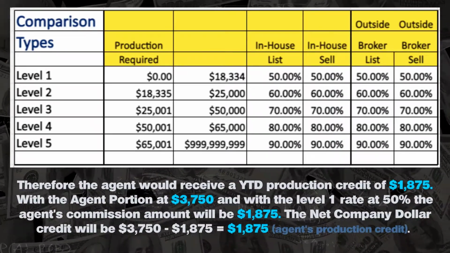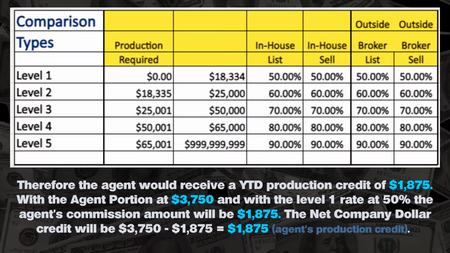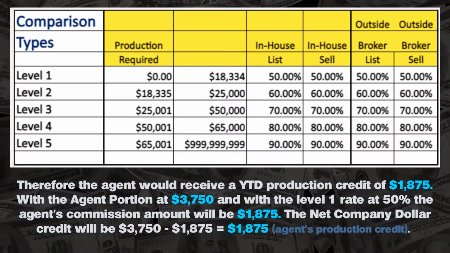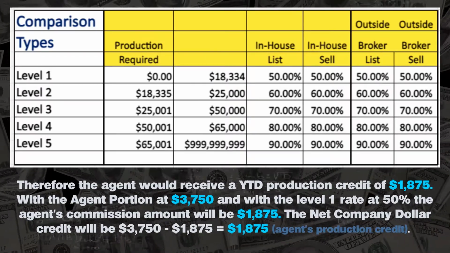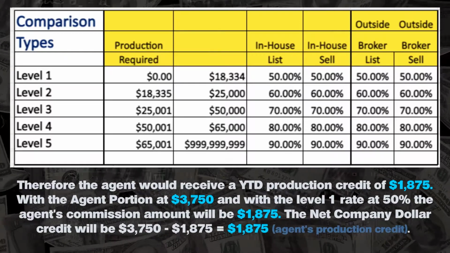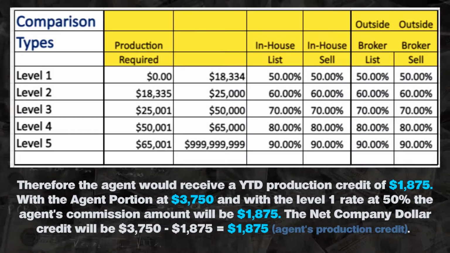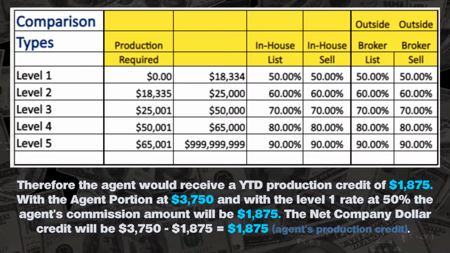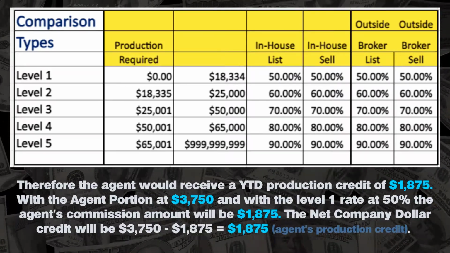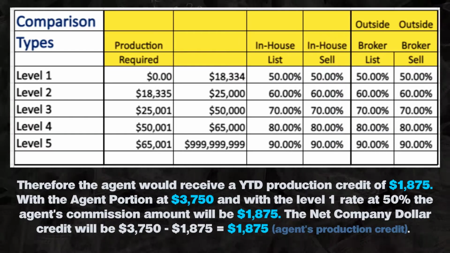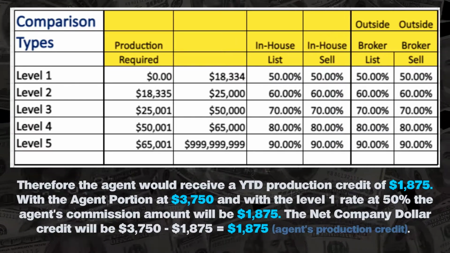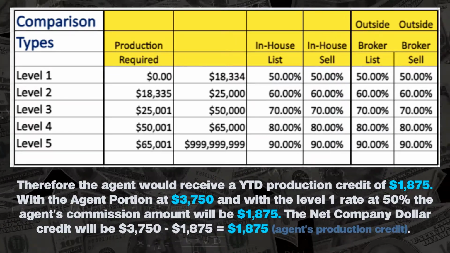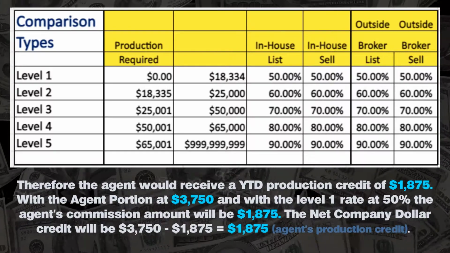Therefore, the agent would receive a year-to-date production credit of $1,875, with the agent's portion at $3,750, and with the level 1 rate at 50%, the agent's commission amount will be $1,875. The net company dollar credit will be $3,750 minus the $1,875, which will leave $1,875 as agent production credit.